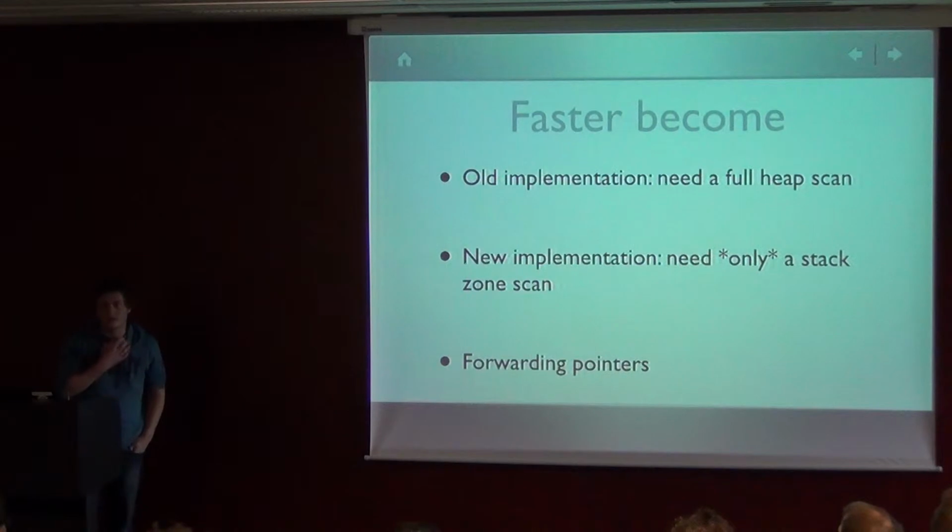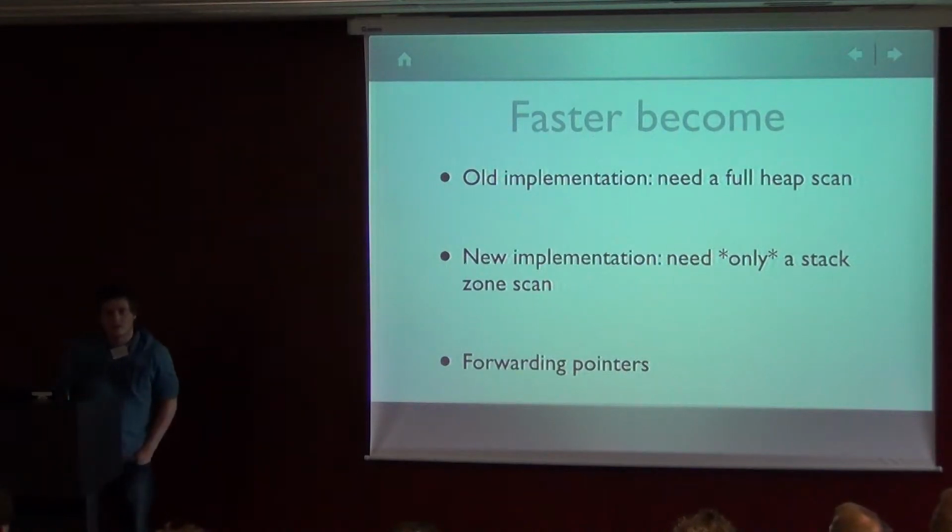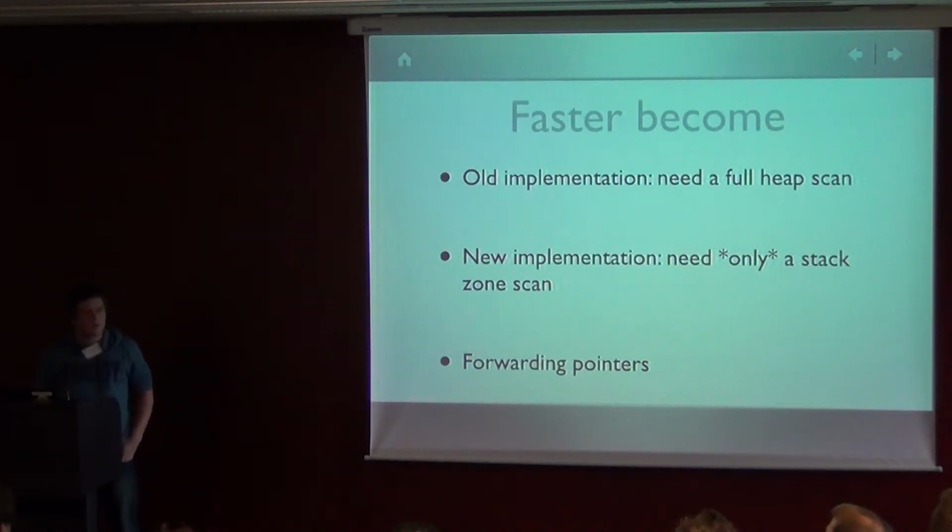So the first thing is the faster become. Most of you probably know what the become primitive in Smalltalk is. It allows you to exchange the pointer identity of objects.